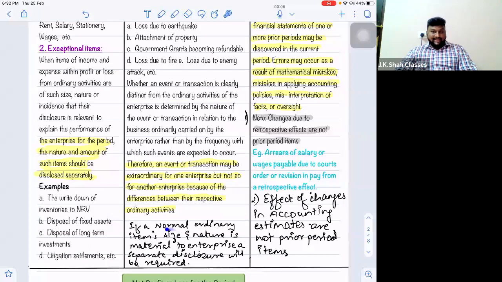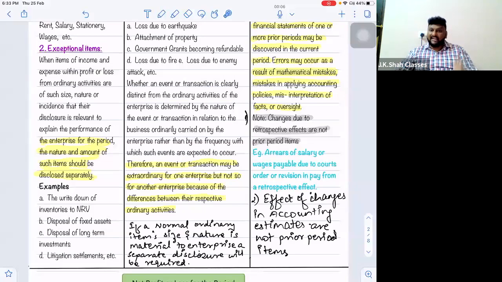So you have to copy this paragraph. I have already discussed this paragraph, but you have to copy it below your ordinary items only. What is this paragraph? If a normal ordinary item's size and nature is material to the enterprise, a separate disclosure will be required.